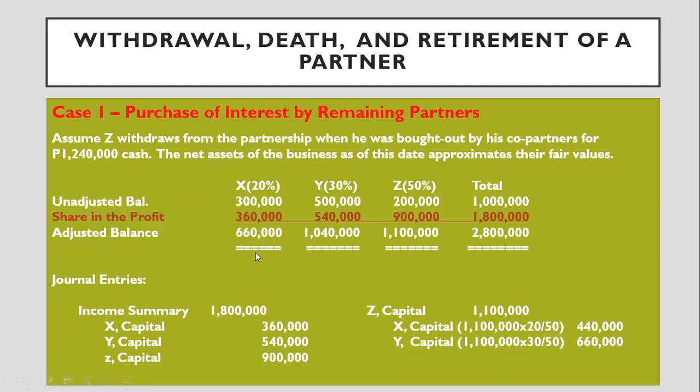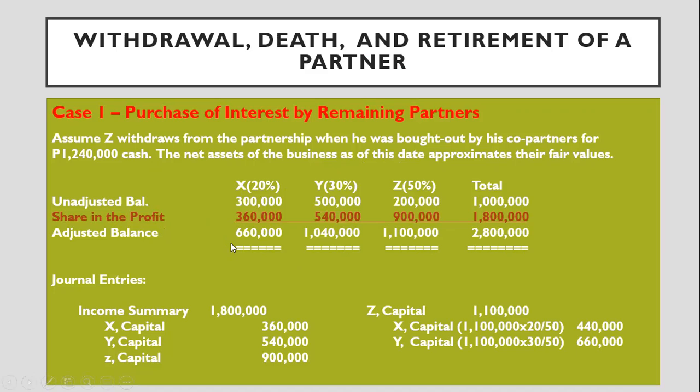Case number 1. Supposing Z withdraws from the partnership and then he was bought out by his co-partners for 1,240,000 cash. The net assets of the business as of this date approximate their fair values.